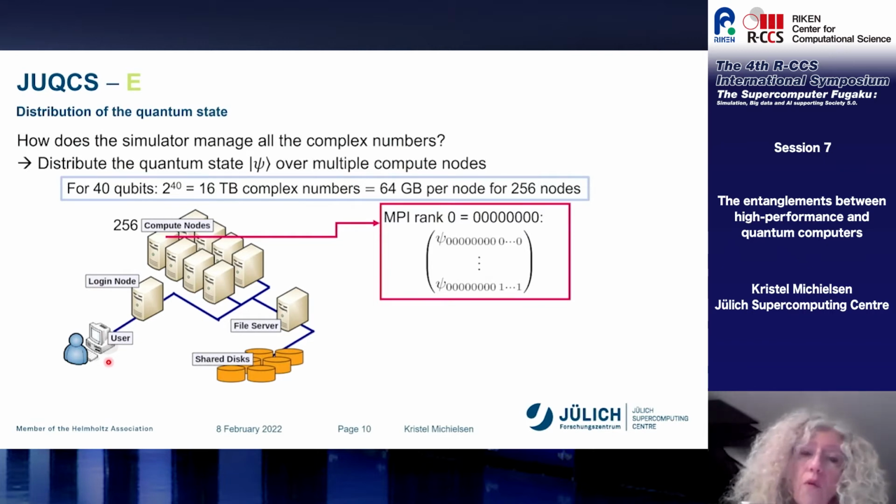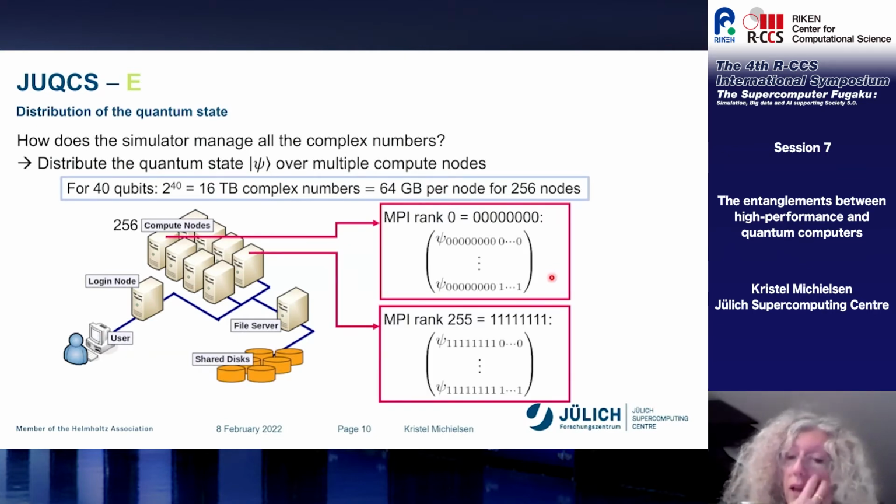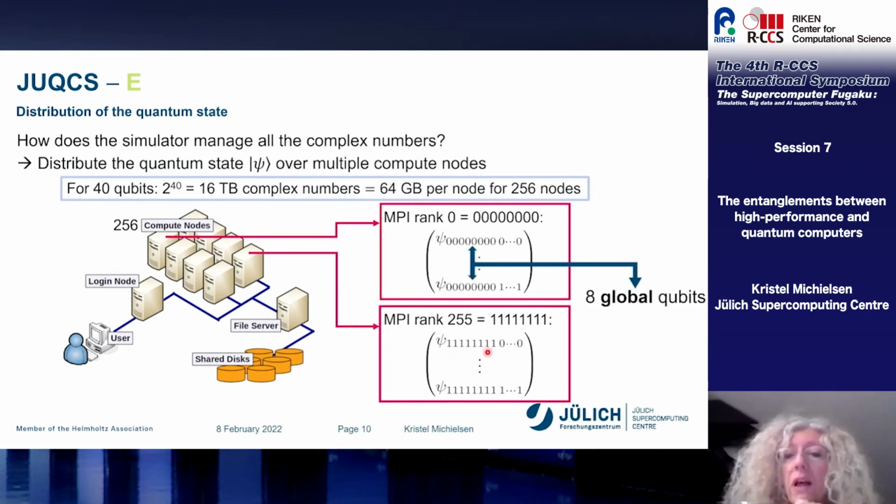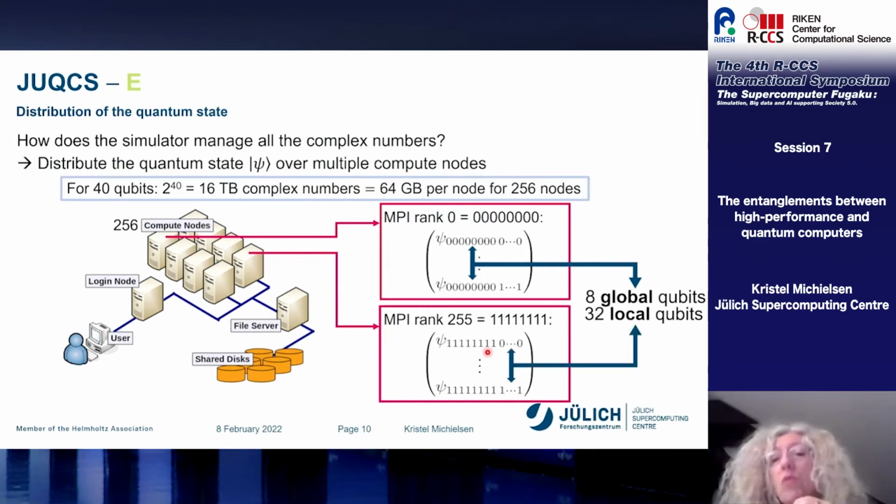And for MPI rank 0, we have this vector here. For MPI rank number 255, we have this vector here. So we have 8 global qubits. This is this 2 to the power 8, 256, and we have 32 local qubits.